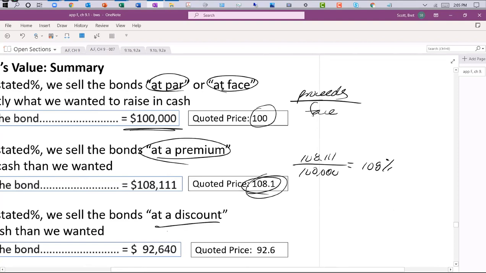If I issue it at a discount, what do I have? 92,640 divided by 100,000. The price, therefore, is going to be 92.6% of face. That's how quoted prices work.